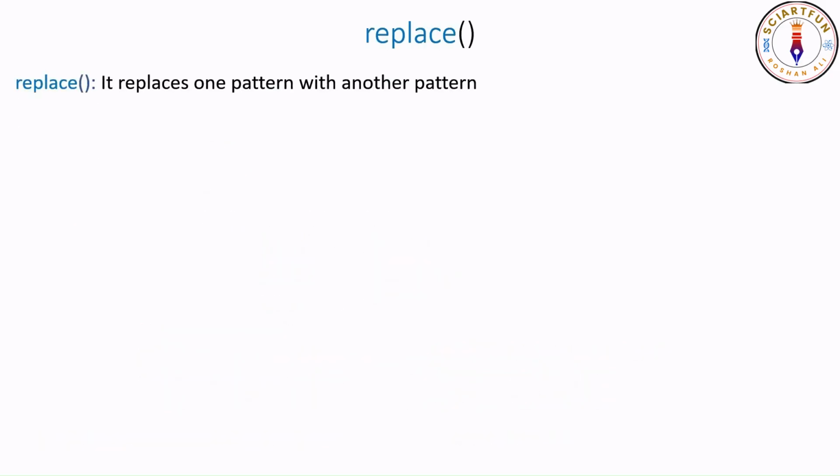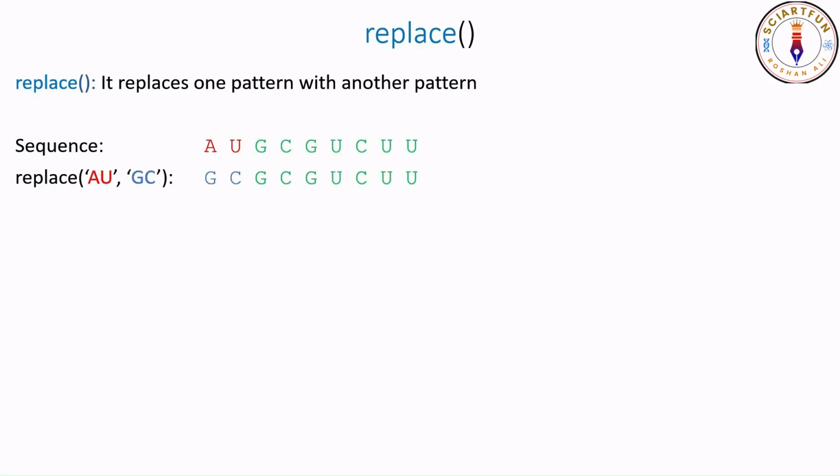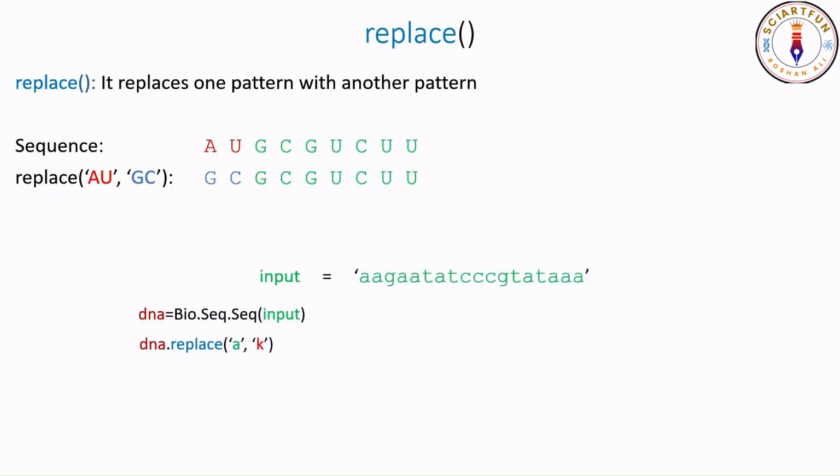The replace method replaces a specific pattern with your desired pattern in a given sequence. For example, you can replace all A, U with G, C. Let's take another example. The replace method requires two arguments. For example, here we want to replace all A's with K's.